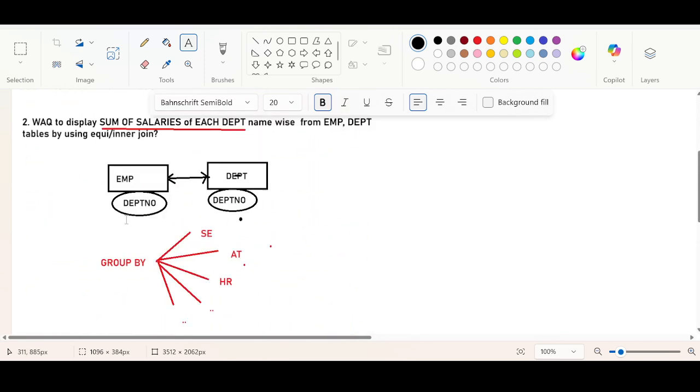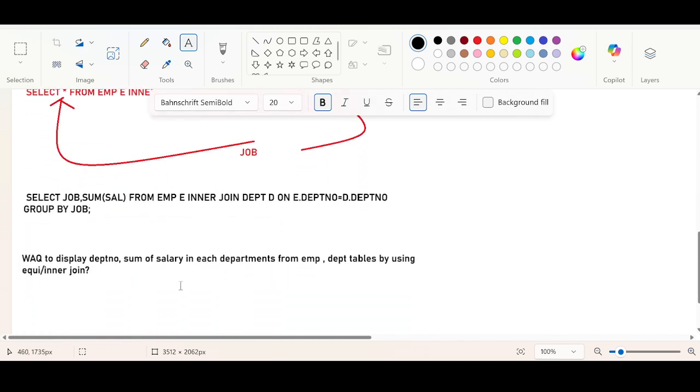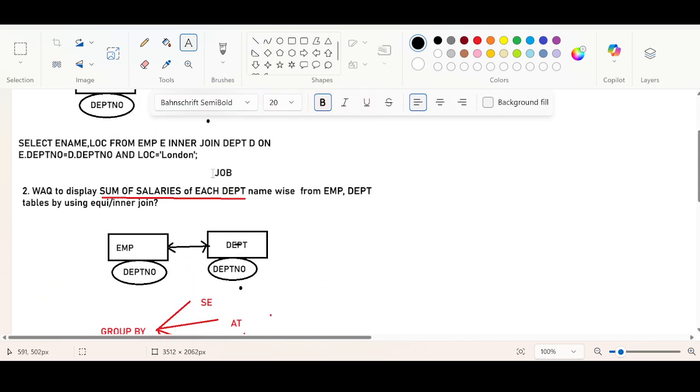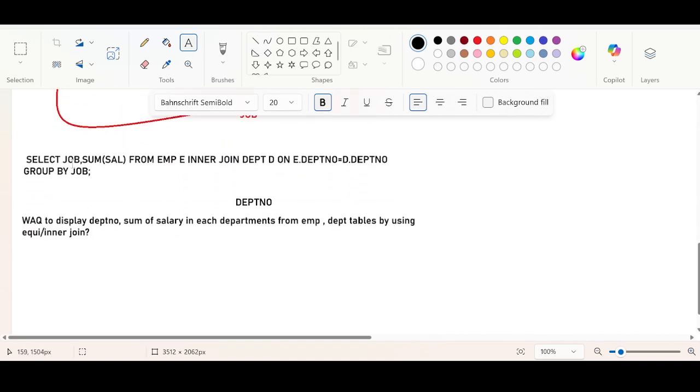In the previous query, you are finding the sum of salary for each job, so the name of the column is the job column. But here I am expecting to find the sum of salary in each department, so I'm expecting the department number column. The summation should happen on the department number column, whereas there it was happening on the job column. Can I write the same query and just change it to department number? Let's see what will happen.